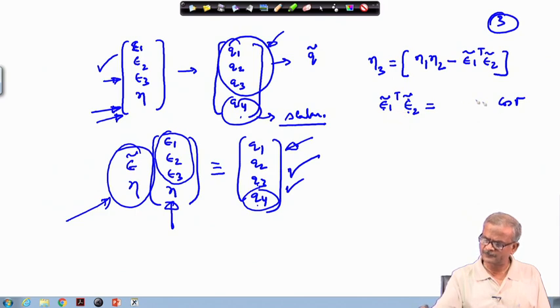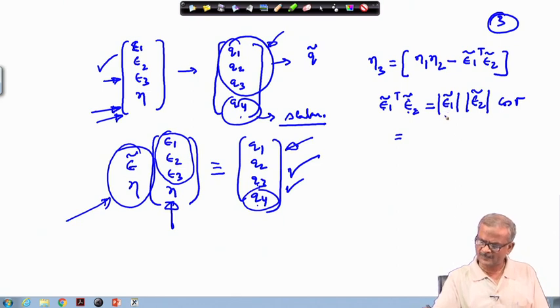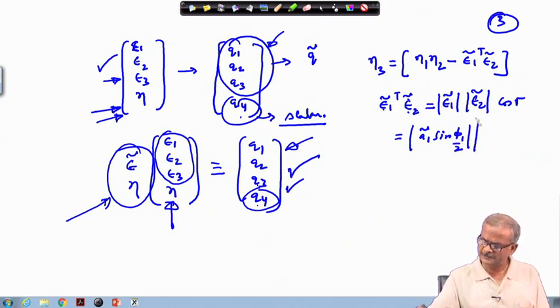Now, what will be the magnitude of these two vectors? Obviously, once we are going to develop it, we will write it in terms of the magnitude. So, this is E 1 tilde magnitude times E 2 tilde magnitude and the angle between these two vectors. E 1 tilde, how much it is, that you know. This is A 1 tilde sin phi 1 by 2, this magnitude, and this is A 2 tilde sin phi 2 divided by 2 times cos gamma.